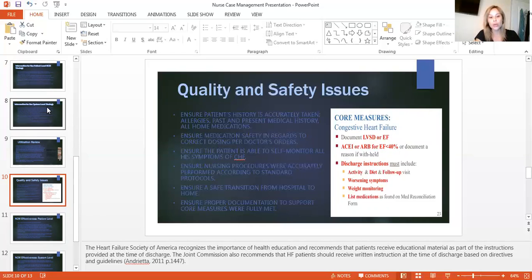We want to ensure a safe transition from home to hospital and ensure proper documentation to support core measures were fully met. So according to the Heart Failure Society of America, they recognize the importance of health education and recommend that patients receive educational materials at the time of discharge. In addition, the Joint Commission also recommends that heart failure patients should receive written instructions at the time of discharge based on directives and guidelines, which therefore goes back to the core measures of congestive heart failure.